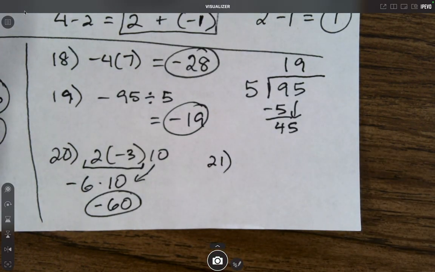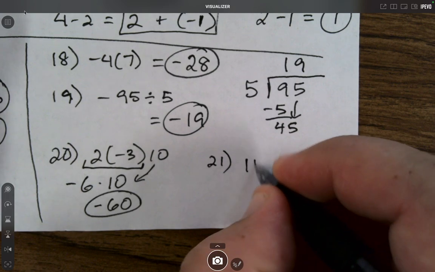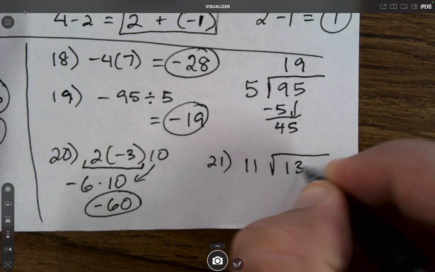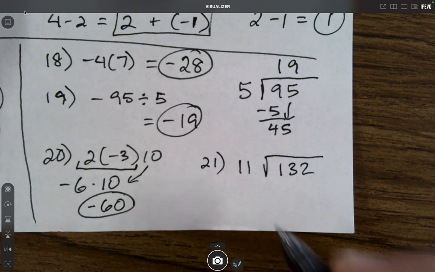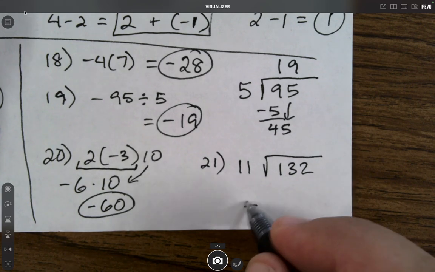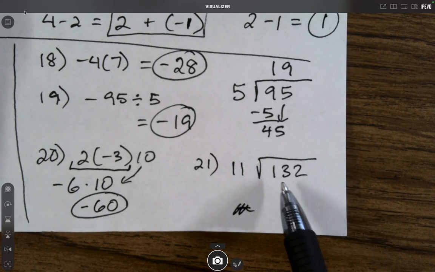Okay, 21 is one you may not know how to do in your head, so I'm going to set it up like we do the other one. It's -132 going into 11. So since the signs are different, I know my answer is going to be negative. Well, I may not have room there, so let's see.